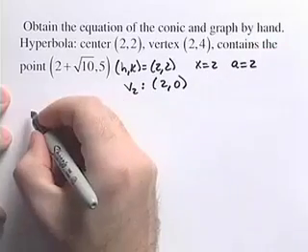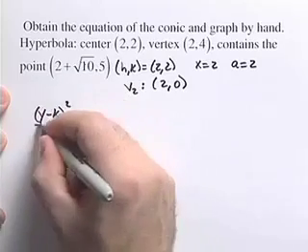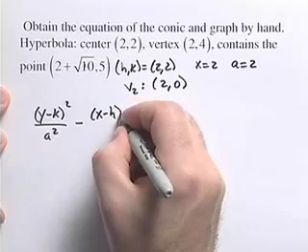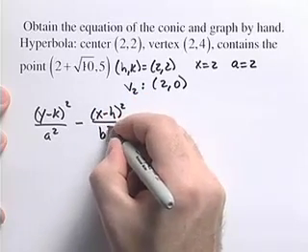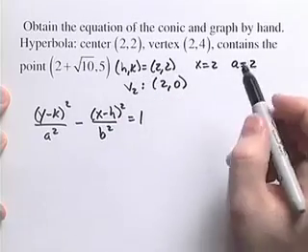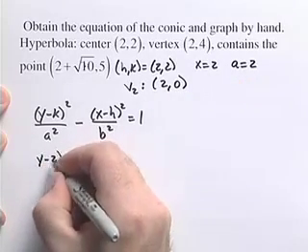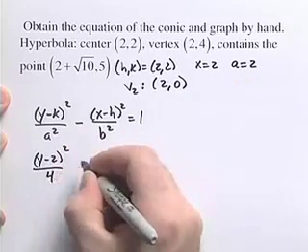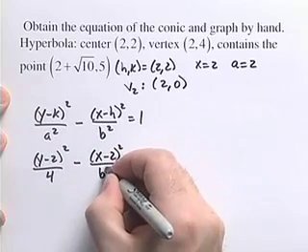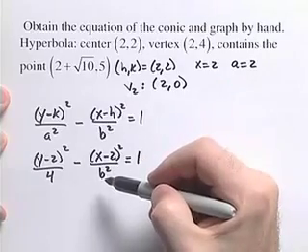The form of our equation then is going to be (y - k)² over a² minus (x - h)² over b² is equal to 1. We know that h is 2, k is 2, and that a is equal to 2. So that gives us the form (y - 2)² over 4 minus (x - 2)² over b² is equal to 1. We still need to determine the value for b².